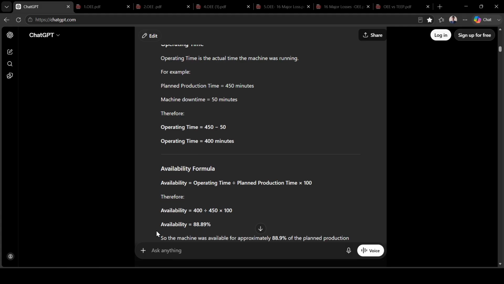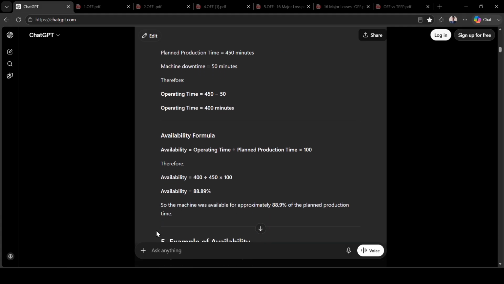So the availability formula equals operating time divided by planned production time times 100. Therefore availability equals 400 divided by 450 times 100, so availability equals 88.9 percent. So the machine was available for approximately 88.9 percent of the planned production time.